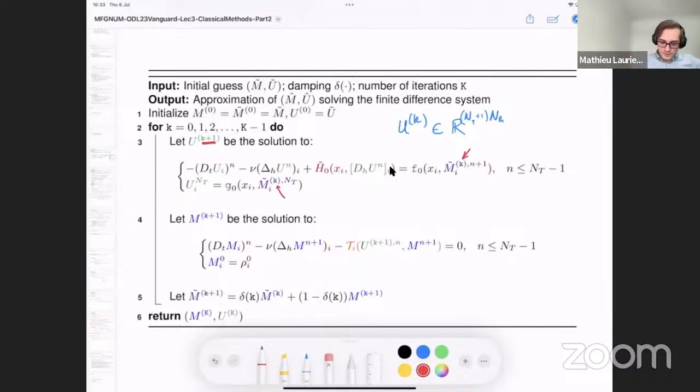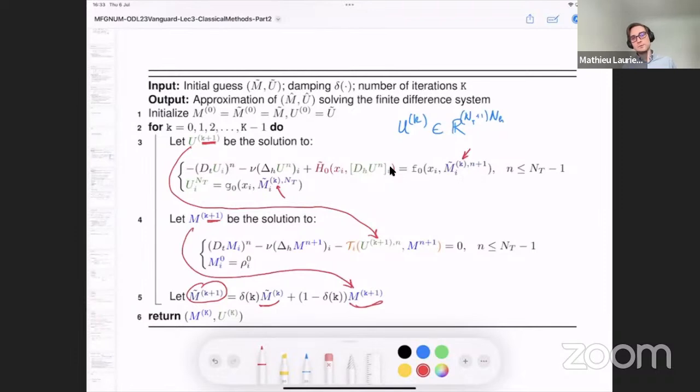If I want to do the same thing for m, then I have m^{k+1}. I have just computed u^{k+1}, so I can plug it here, and I solve the forward equation for m. You may notice that I'm writing immediately a version with damping or regularization or smoothing, depending how you want to call it. The idea here is you define m tilde^{k+1} as the weighted average of m tilde^k, which was your previous guess for m, and the new m that you have just computed here.